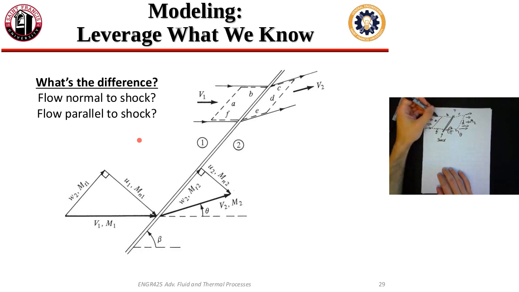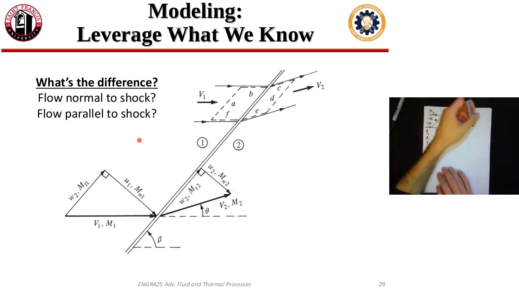We have some incoming flow at M1, or some free stream Mach number. We have some flow leaving the shock wave at some Mach number M2. And if I wanted to, I could list pressure, density, temperature, static pressure, and so on for each side. So on and so forth.